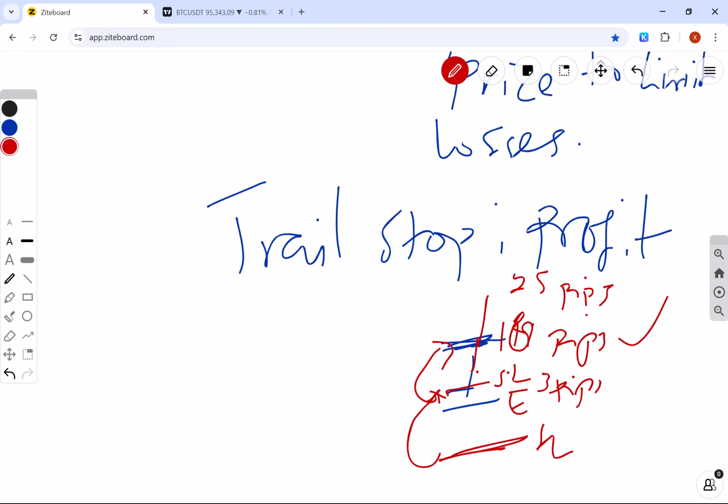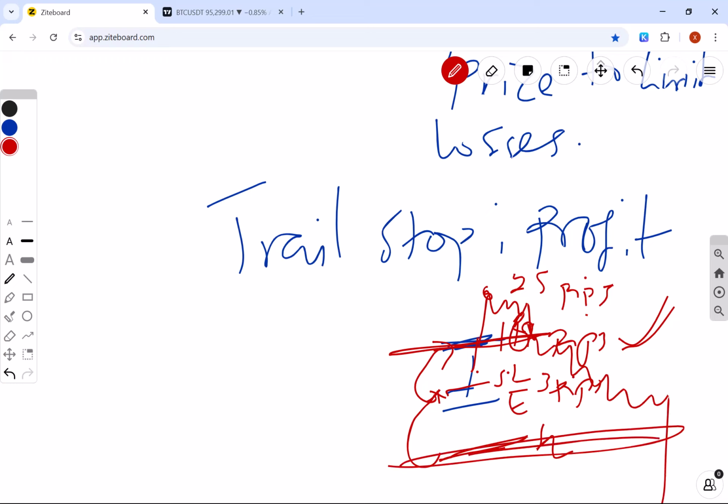Now, when the market, let's say after reaching 25 pips, decides to reverse, it will now close your trade here with 10 pips profit. That means even if the market decides now to come down like this to your original SL, you will not even lose the trade because your SL has already jumped from here to this point, giving you a 10 pips profit. All right.